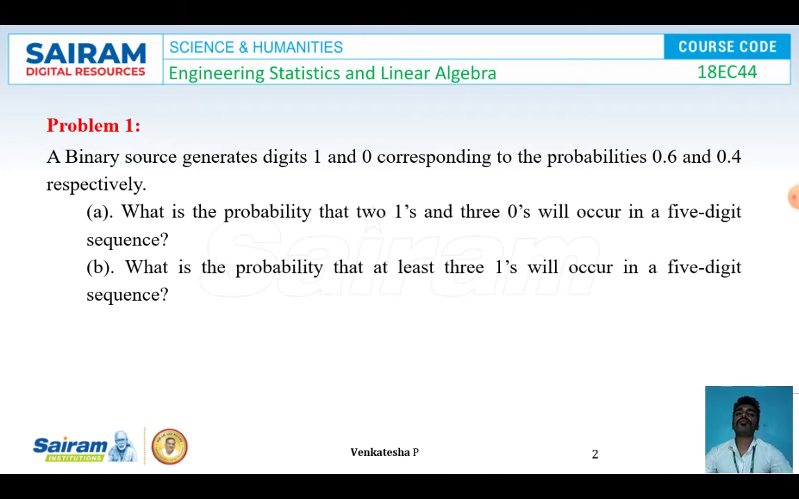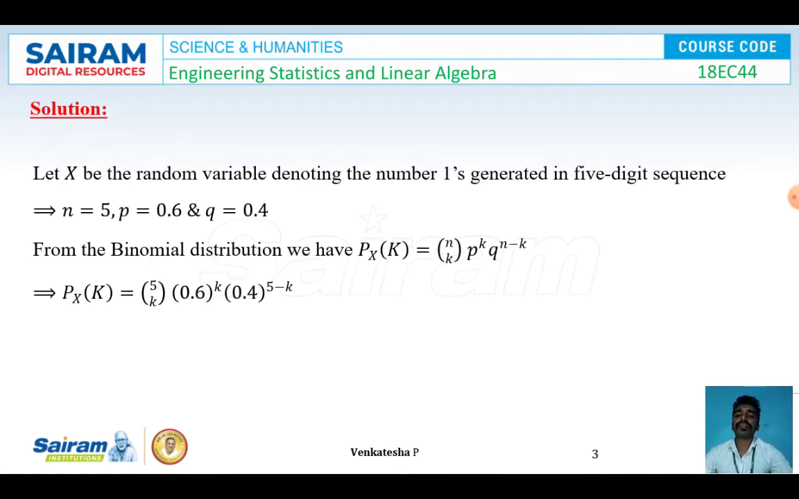The first thing is we have to define the random variable X. I'll take the random variable X denoting the number of ones generated in a 5-digit sequence. So n is equal to 5 because the sequence has 5 digits, and p is equal to 0.6, that is the probability of success, and q is equal to 0.4, that is the probability of failure. Since n is equal to 5 is a finite quantity, I am going to use the binomial distribution here.